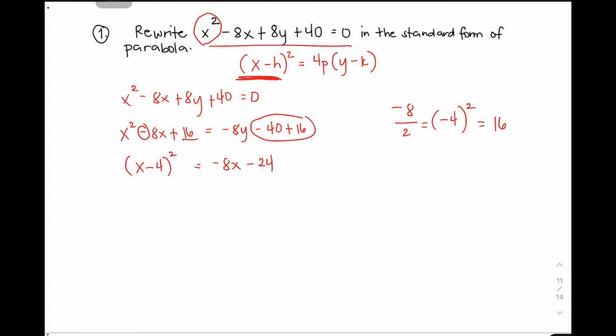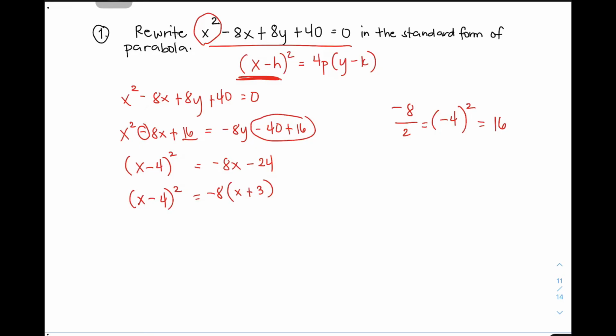We have the square of binomial. Ang problema na lang natin itong right side of the equation. So, copy natin yung the quantity of x minus 4 squared is equal to, and as you can see, you have here negative 8x minus 24. So, what is common between negative 8 and negative 24 is negative 8. So you need to factor out negative 8, meaning the factors are negative 8 times x plus 3.